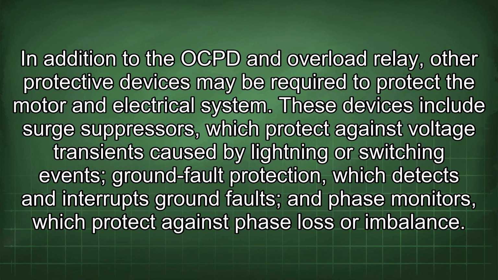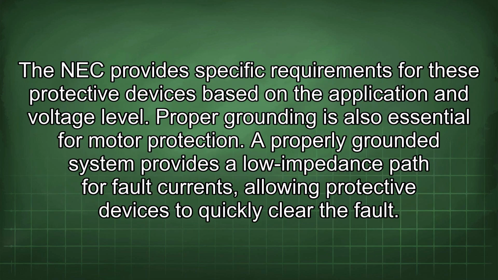These devices include surge suppressors, which protect against voltage transients caused by lightning or switching events, ground fault protection, which detects and interrupts ground faults, and phase monitors, which protect against phase loss or imbalance. The NEC provides specific requirements for these protective devices based on the application and voltage level.